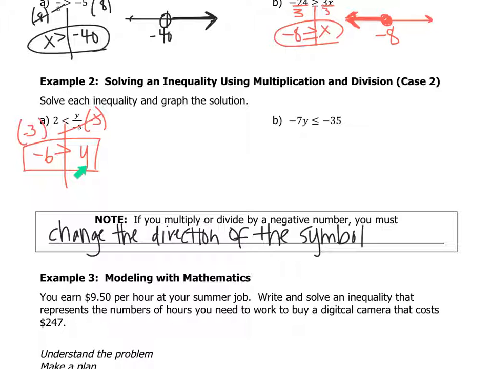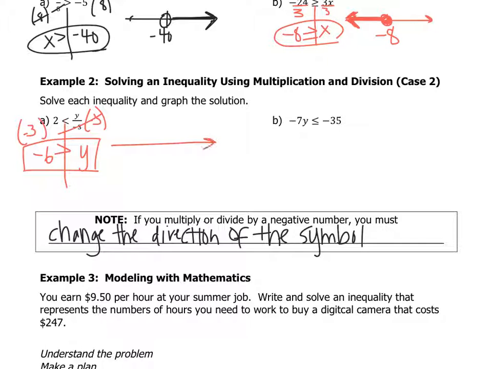And we can do that by checking a number, right? Give me a number that's less than negative 6, so like let's say negative 9. I'm picking friendly numbers with 3. So now when I plug in, I get negative 9 divided by negative 3, which is 3, and 2 is less than 3, so that works.